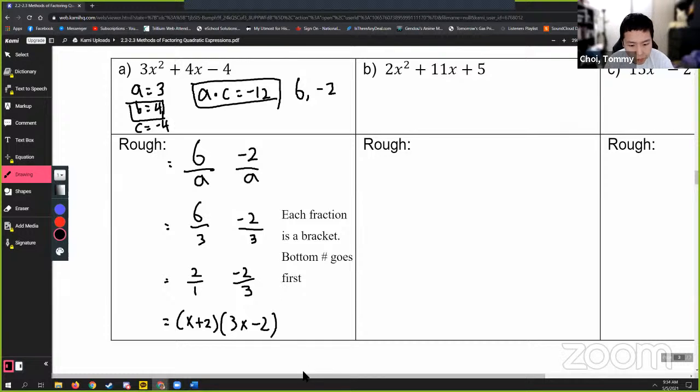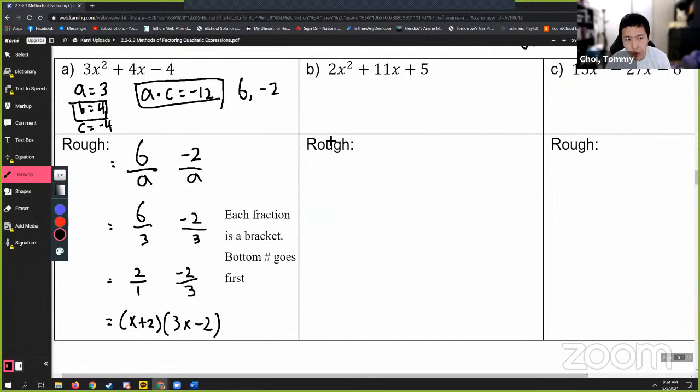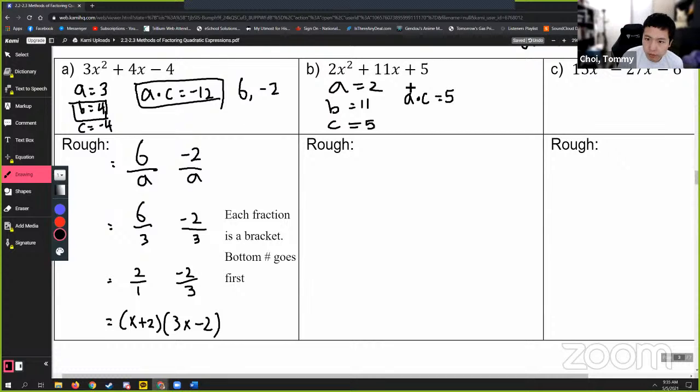All right. So question B here. What is our A value? Our A value is 2. Our B value is 11. And our C value is 5. And I need to reconnect my tablet because it's messing up. Okay. And our A times C value is going to be 5. Oh, sorry, not 5, 10. 5 times 2, which is 10.